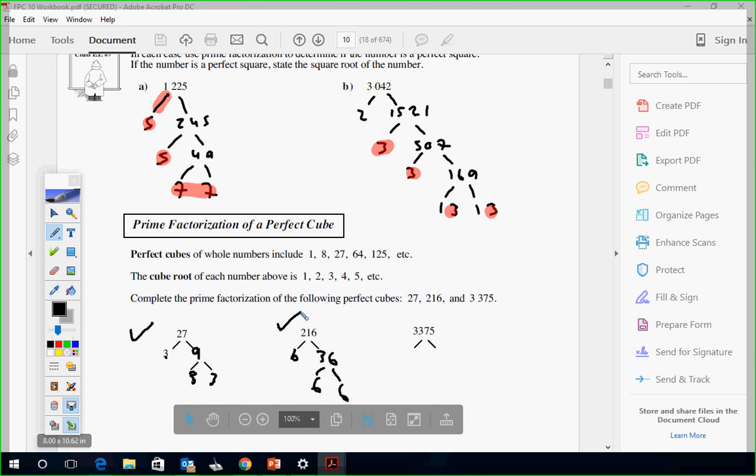3,375. So 5 and 675. 5 and 135. 5 and 27. Oh, I'm running out of room. 3 and 9, and then we have right over here 3 and 3. So we have 3 3's and 3 5's. So yeah, that's also cubic. 2 sets of 3. 3 5's, 3 3's.